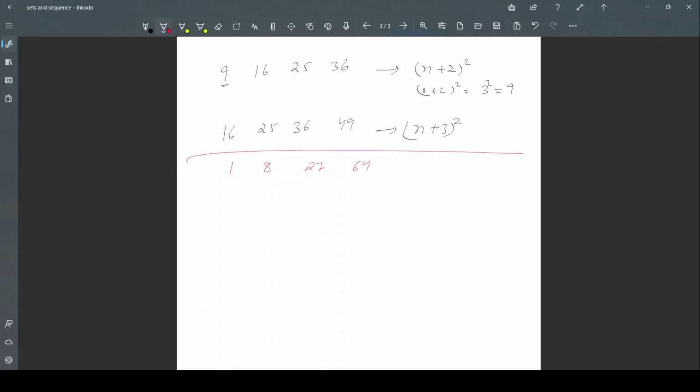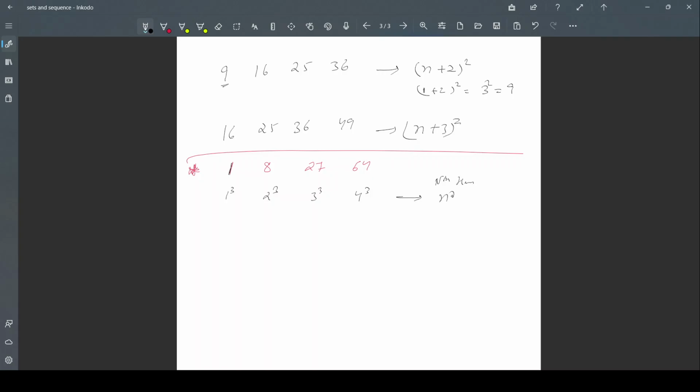64, like that, right? So what will be the nth term of this one? You can very clearly see that this is actually a cube number. Keep it in mind, this is a cube number. So 1 cube is 1, 2 cube is 8, 3 cube is 27 and 4 cube is 64. So the nth term for this one will be what?